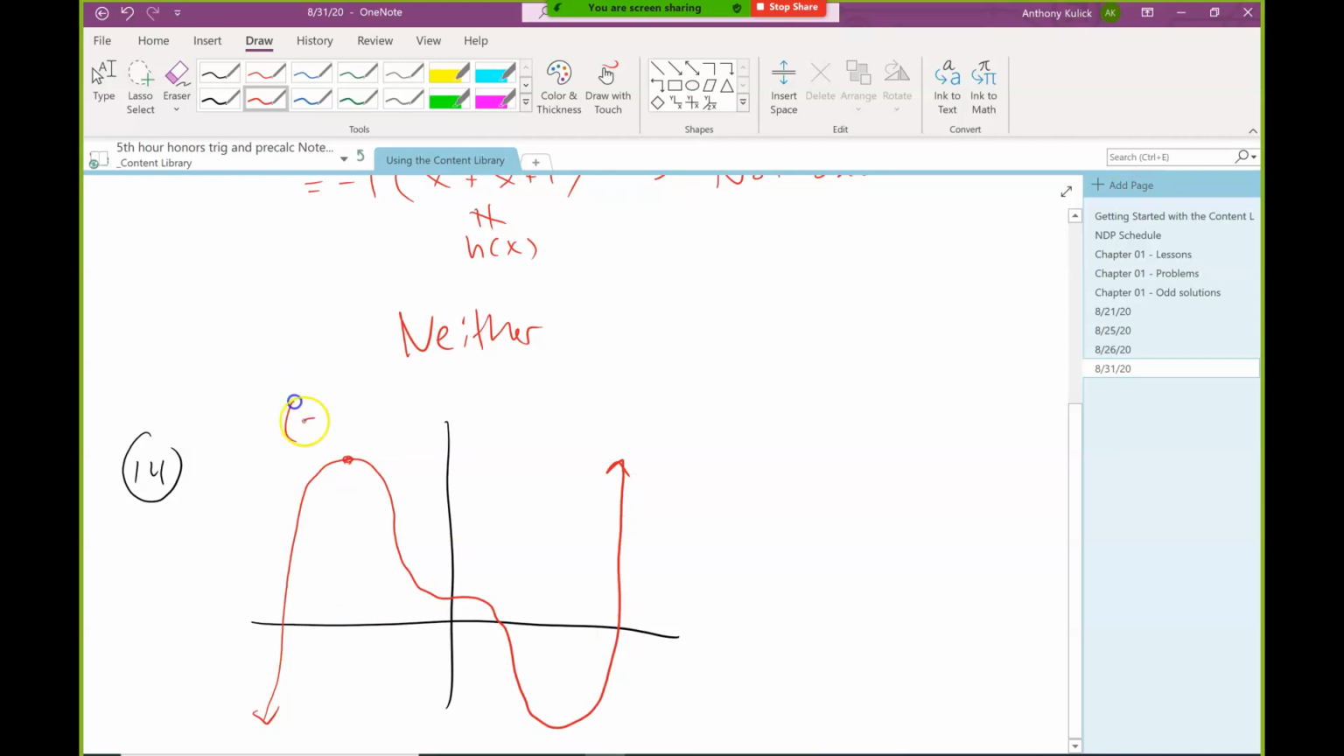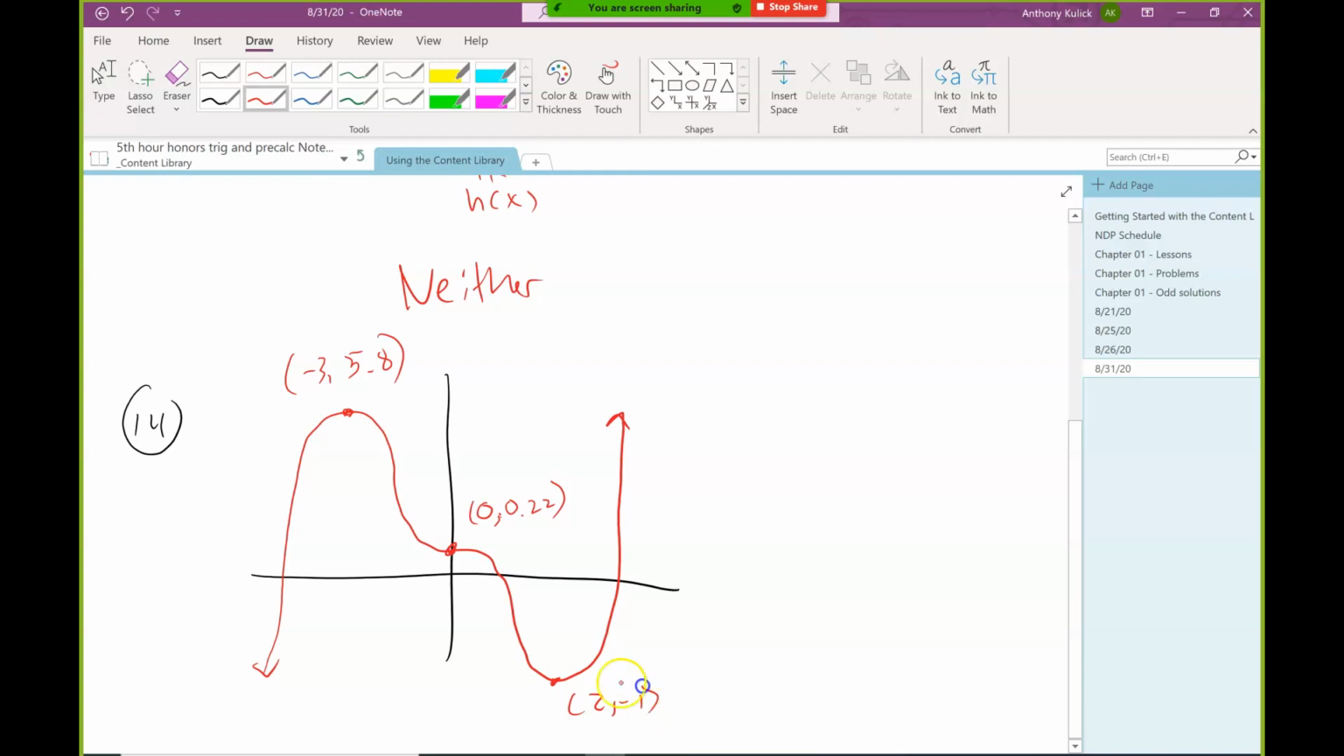So a sloppy sketch of the graph you're given there looks something like this, right? So first thing we'll do is go through and look at the maxes and mins. I noticed that there's only one maxima located here, and that's a local max.